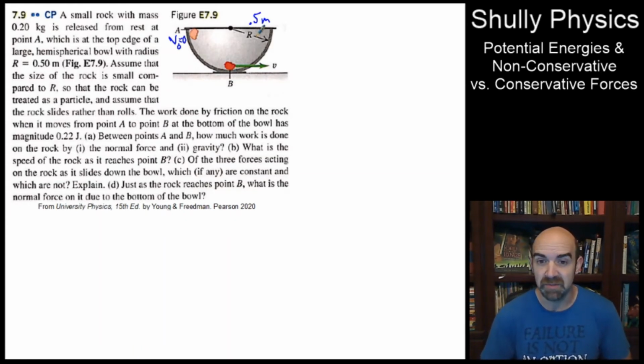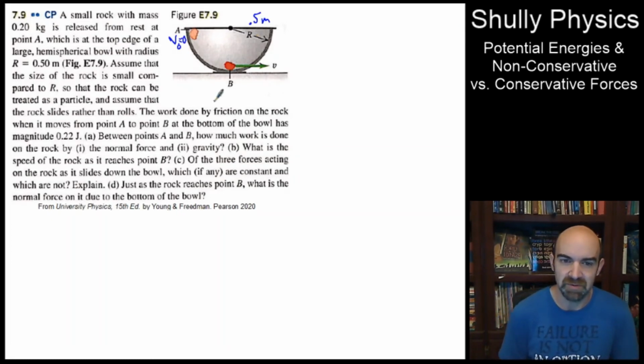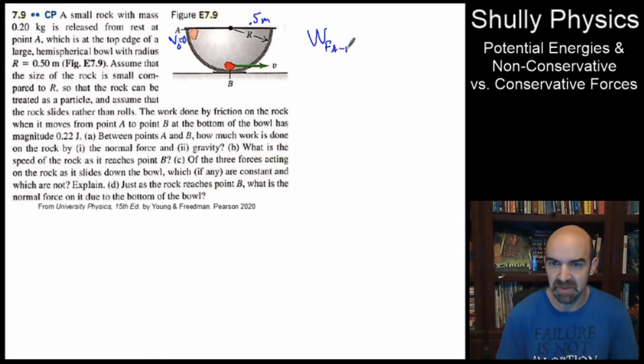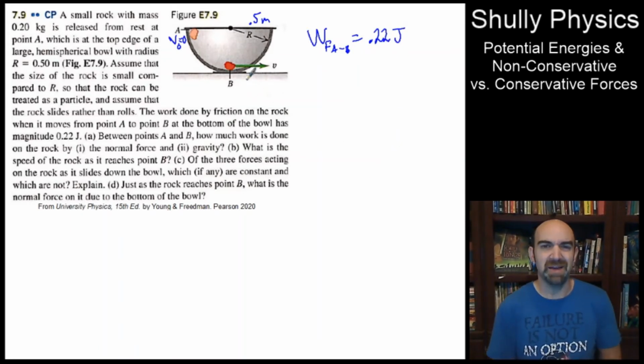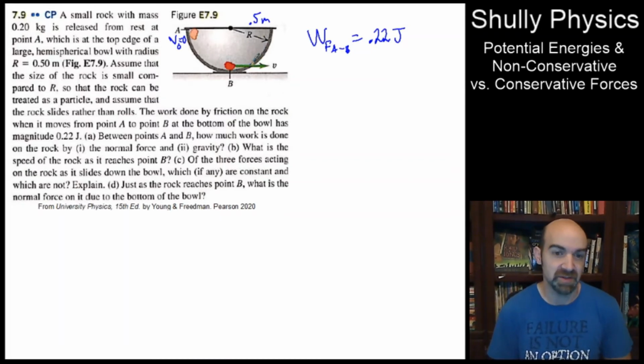The work done by friction on the rock when it moves from A to B at the bottom of the bowl is 0.22 joules. So the work done by friction from A to B is 0.22 joules. All right, it says magnitude 0.22 joules. So you might imagine what friction might be doing. Is it going to add energy to it? It's going to increase the kinetic energy from friction, or is it going to decrease?